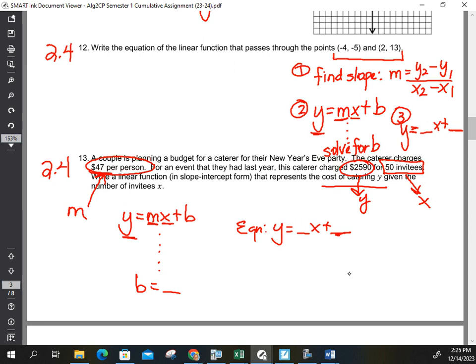And don't be surprised for that problem if they then ask you to do something with that equation. So read those directions very, very carefully.